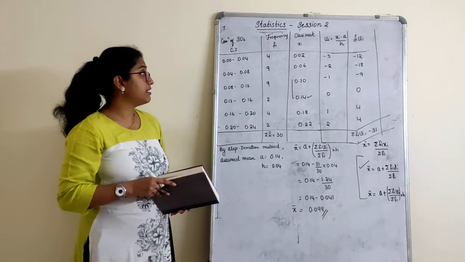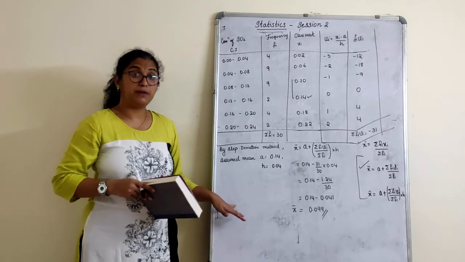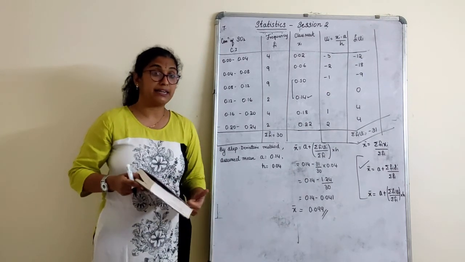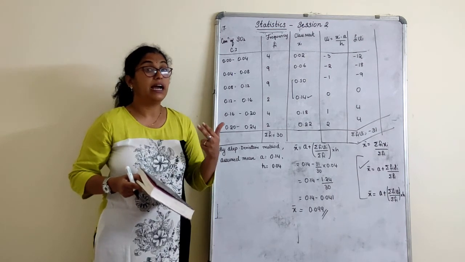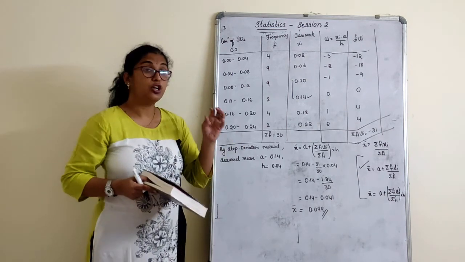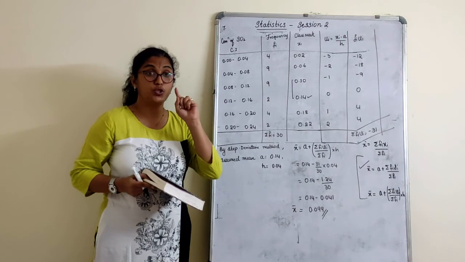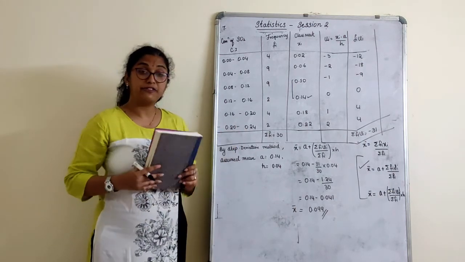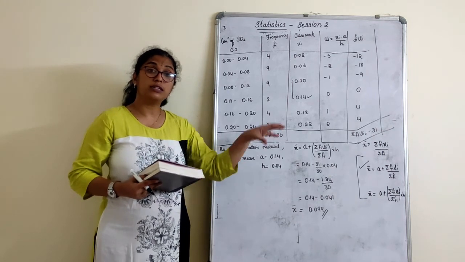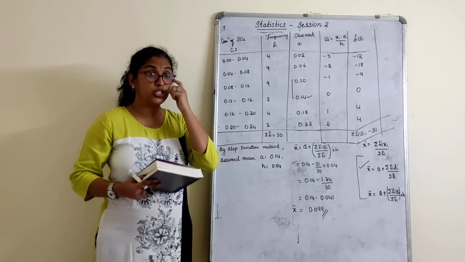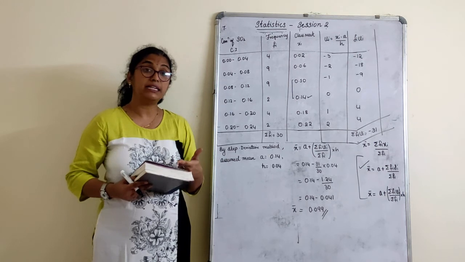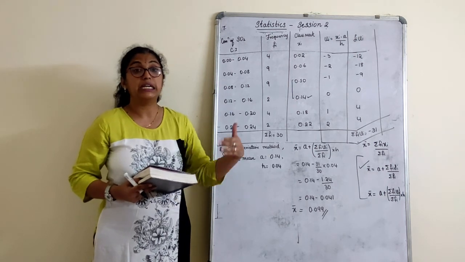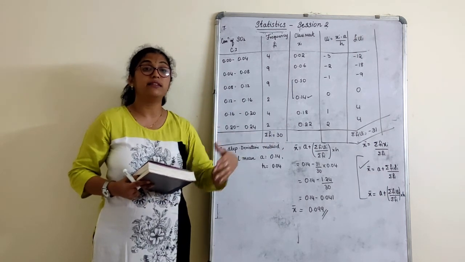This is how you calculate mean by step deviation method. So we understood mean by direct method, assumed mean method and step deviation method. And to find the unknown frequency, we do it only by direct method. With that we complete the first exercise and also the first part, that is, in measures of central tendency, mean, median and mode, we completed mean. Next we will go to mode and then the median.